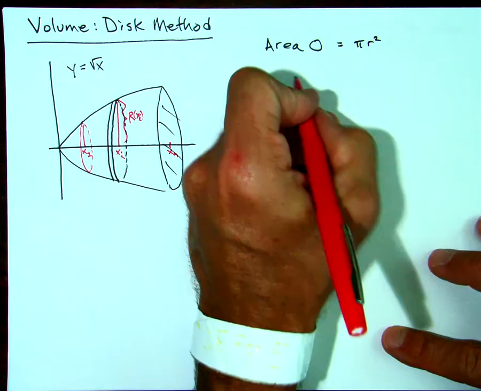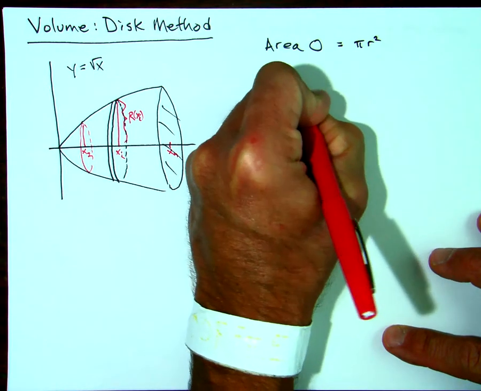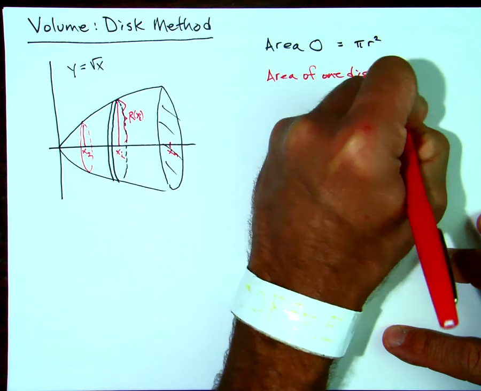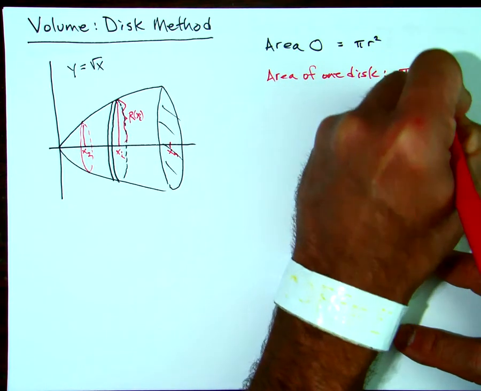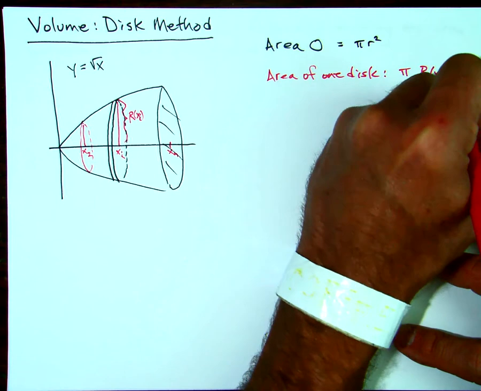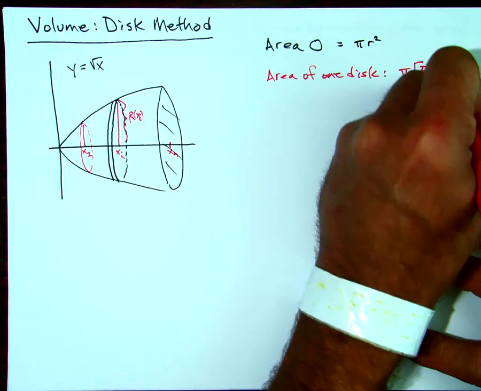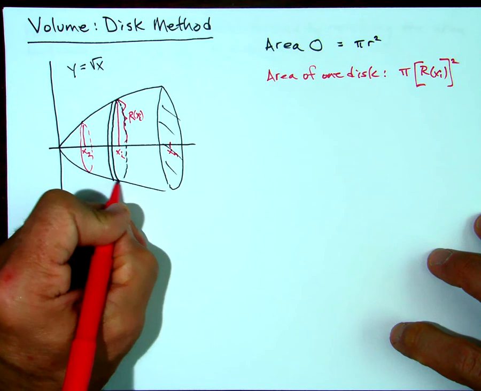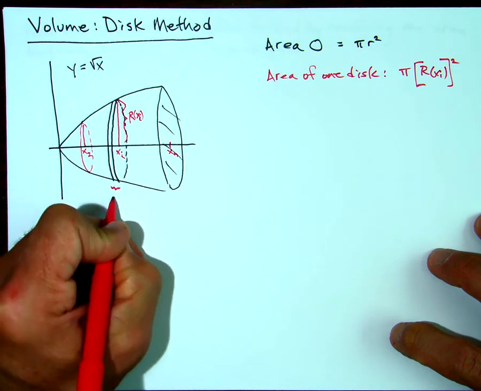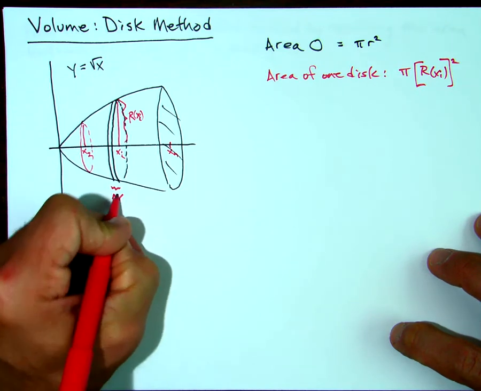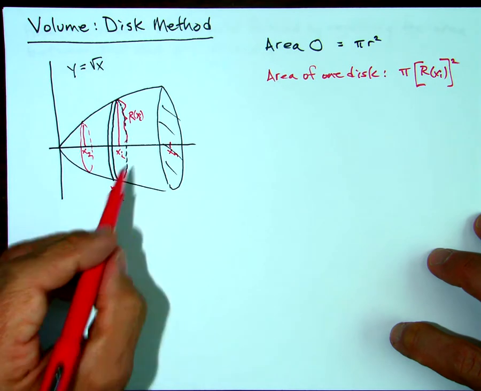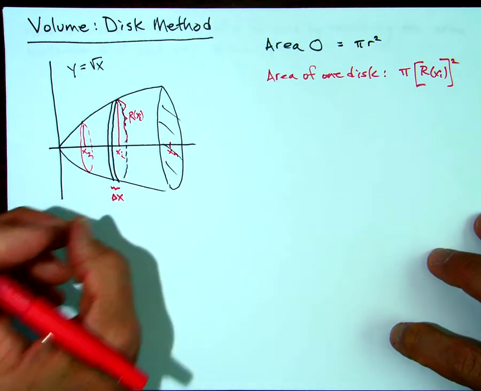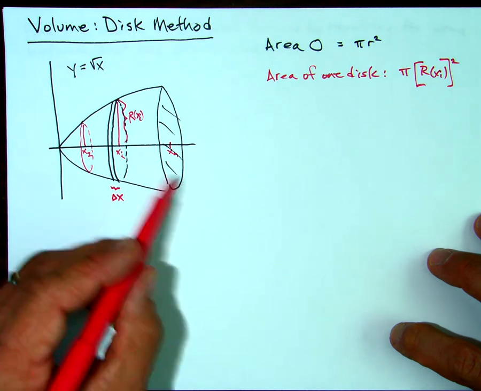So the area of one disk would be pi times r of x sub i, the radius, squared. Now, we have a certain thickness here too, right? That thickness we're going to call delta x. It's just the change from x sub i minus 1 up to x sub i. And we're going to assume that the thickness of all these disks is the same. So we'll call it delta x.